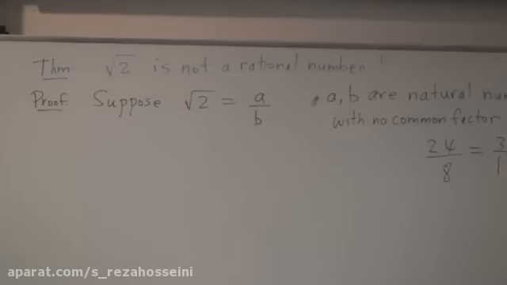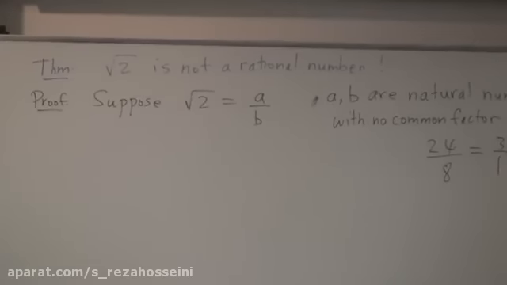So what do we know about this number a over b? Well, we know that (a over b) squared has to equal 2. And we're going to try to get a contradiction. So we'll look at this equation and first rewrite it as a squared equals 2b squared. Remember, a and b are natural numbers. Okay, what can we conclude from this?